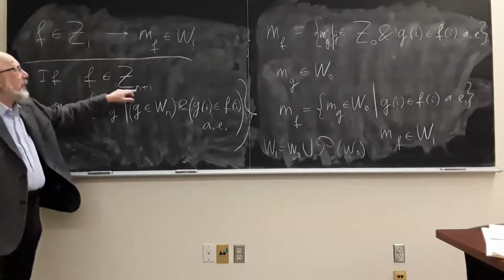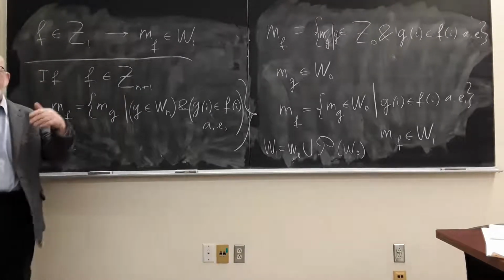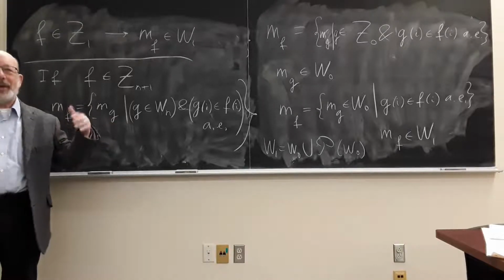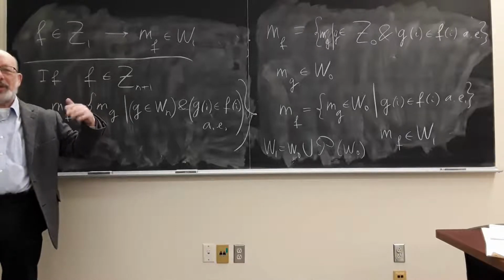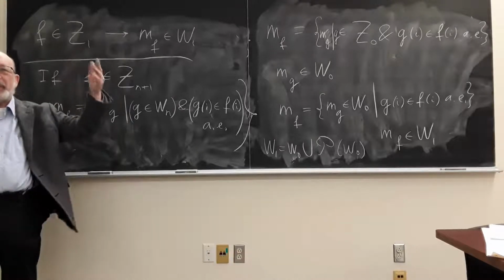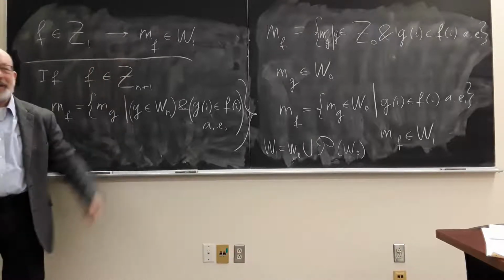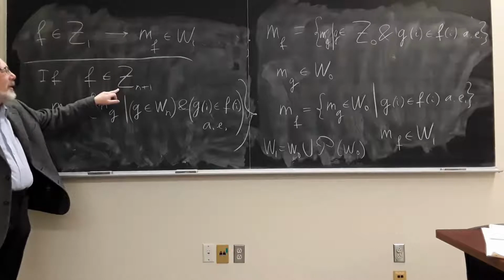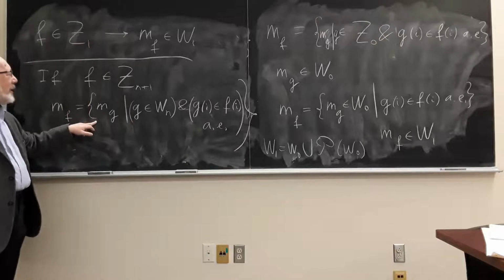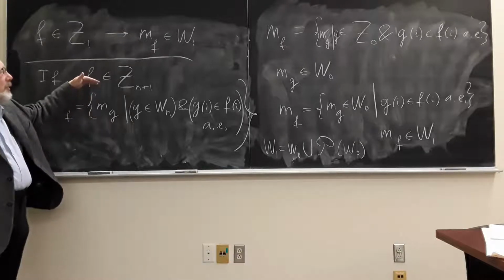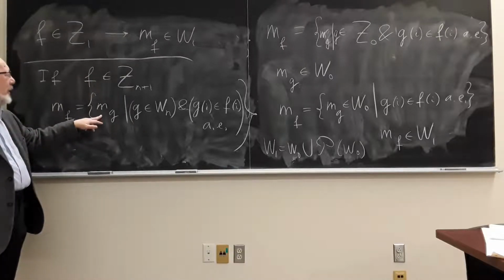So f in Zn+1 means that it is a function with values in Sn+1. Yes, S is the structure which we started from: S0 union with P of S0, and so on. So we have climbed a little bit up the ladder, and now we try to climb from Wn to Wn+1.